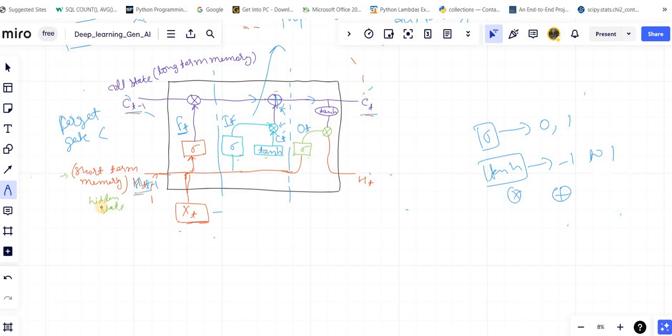Now if you have a neural network, what will be the first questions that come to your mind? How many nodes will be there in that network, or how many layers will be there in that network? So that is the question.